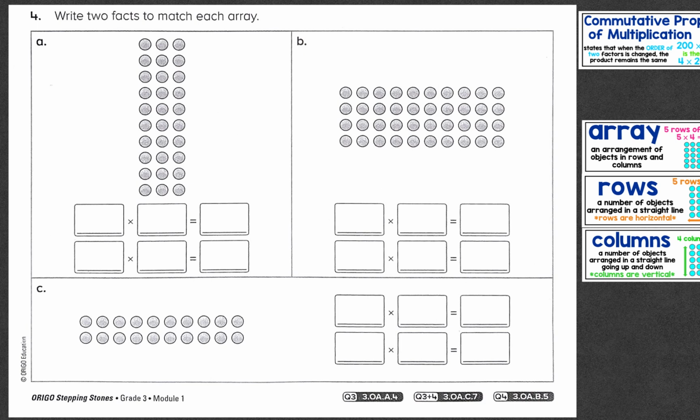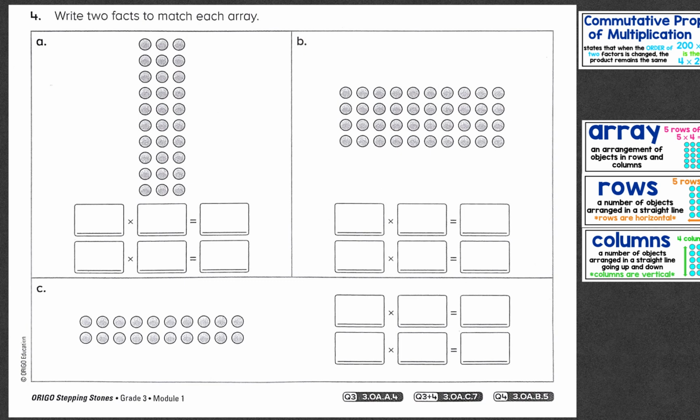And basically, it states that when the order of two factors is changed, the product remains the same. Just like in an addition video, when the order of two addends is changed, the sum remains the same. And this works with multiplication because basically multiplication is just repeated addition.